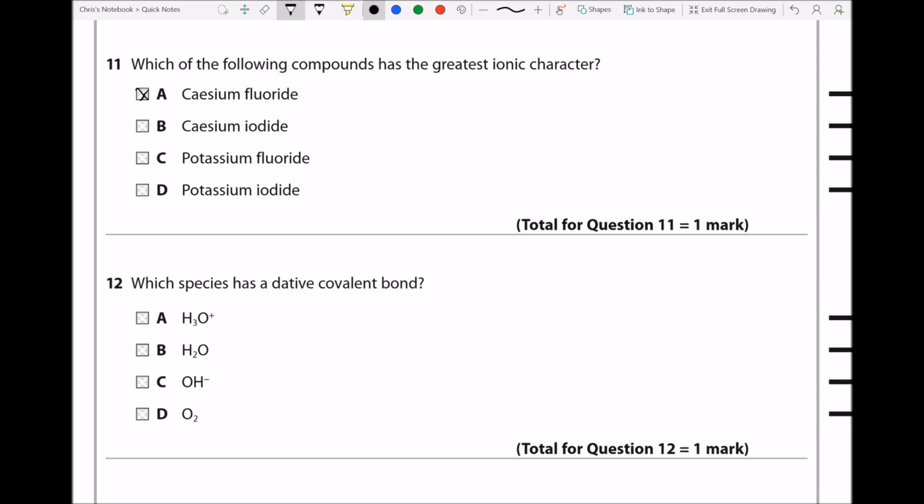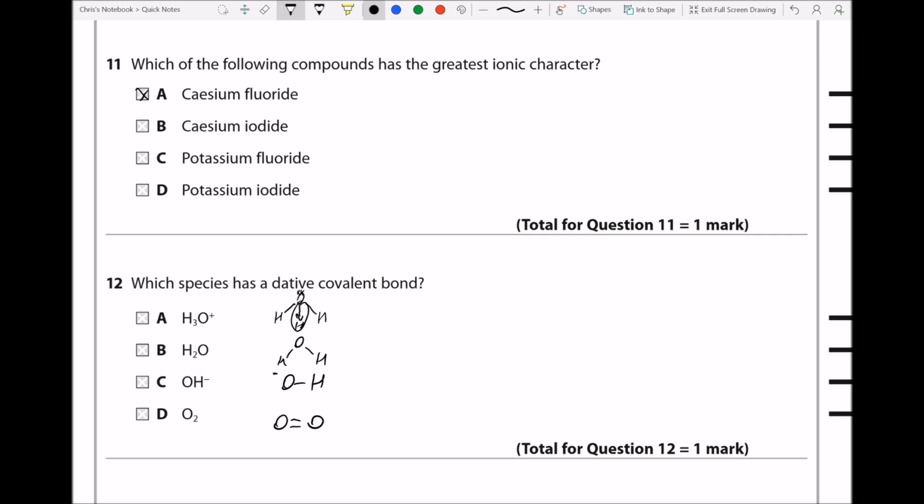Okay. Number 12. Which species has a dative covalent bond? Right, so let's draw out what we've got. Oxygen is O double bond O. OH is that, you've got a negative charge on the oxygen, no dative covalent there. Water is OH2, no dative covalent there. This one is though. If I draw it in 3D, you have a lone pair on there. There is your dative covalent bond.